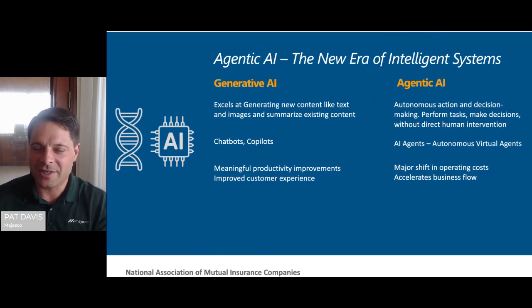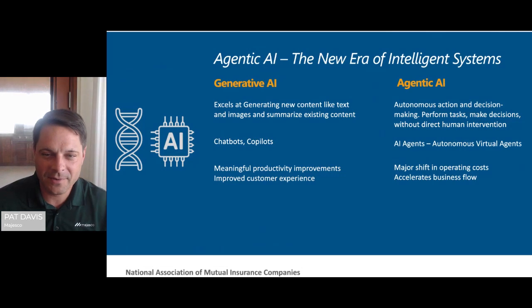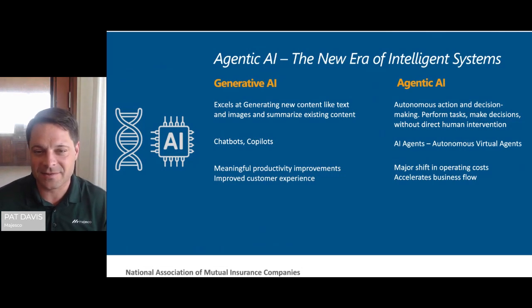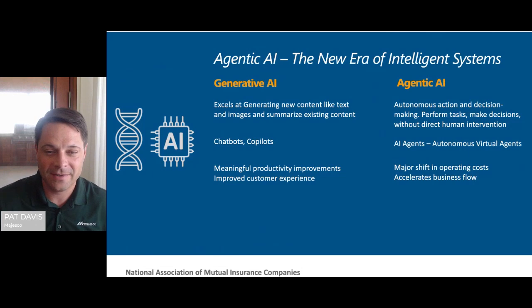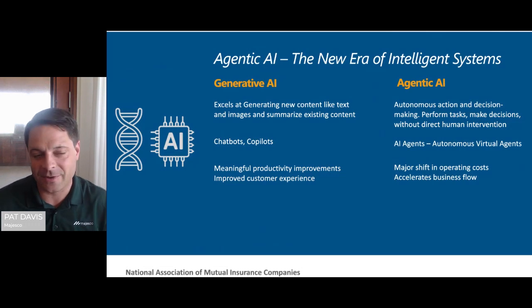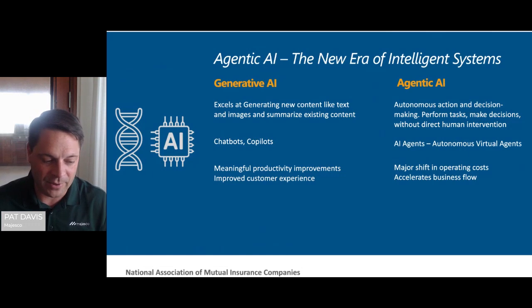But when you get into agentic AI, it can do more autonomous action and decision making. So it can perform tasks and make decisions without direct human interaction. An AI agent really is an autonomous virtual agent, and it's a major shift in operating costs as it accelerates business flow. I'm not sure how many of you have built agents in something like Copilot Studio from Microsoft or another tool, but it allows you to give it a direction.